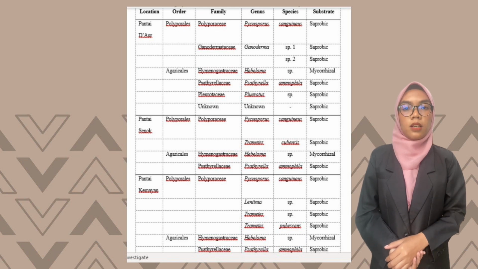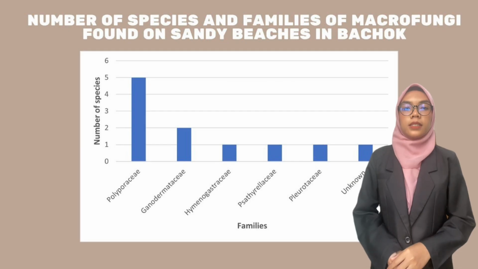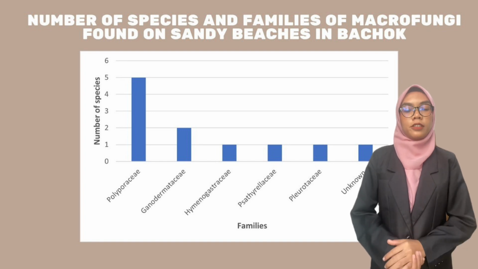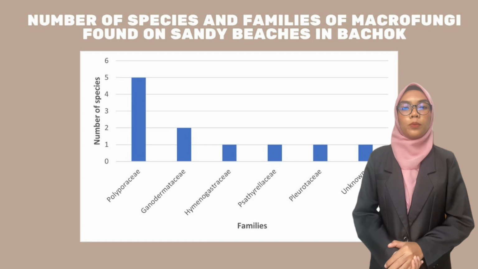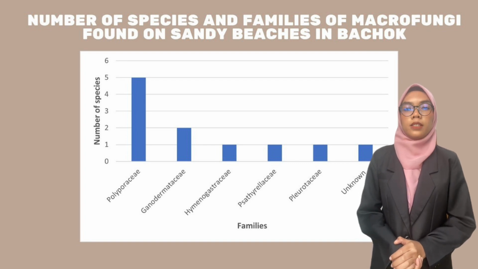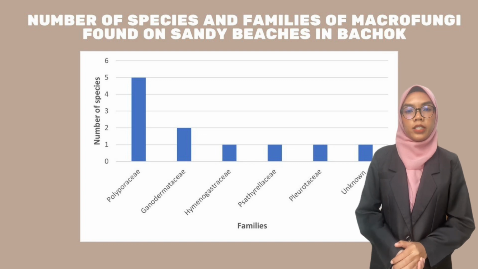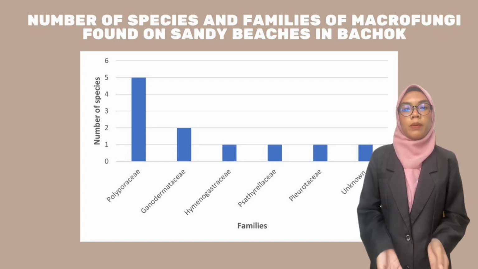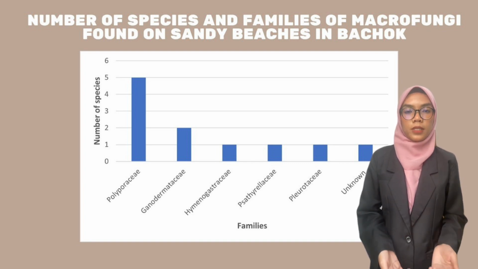3 species, which is Pycnoporus sanguineus, Hebeloma species, and ammophila, were recovered at all sites. The dominating family with the majority of diverse species documented in this study was Polyporaceae, with the total of 5 species, followed by Ganodermataceae, which were 2 species. Family Hymenogastraceae, Physalacriaceae, and Pleurotaceae only have 1 species each.